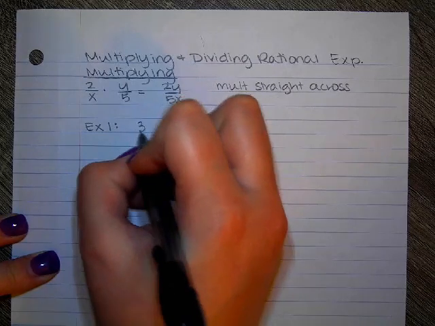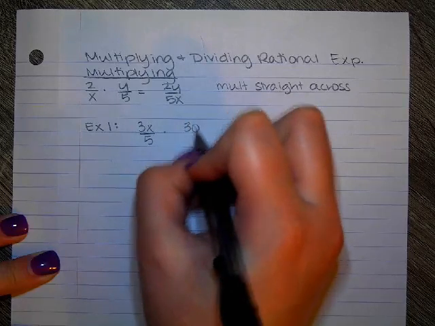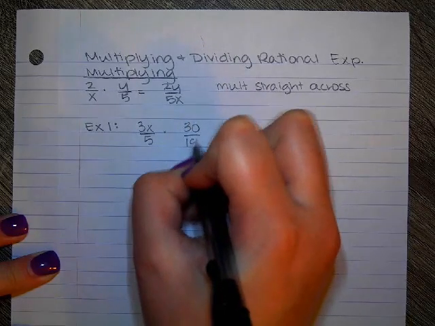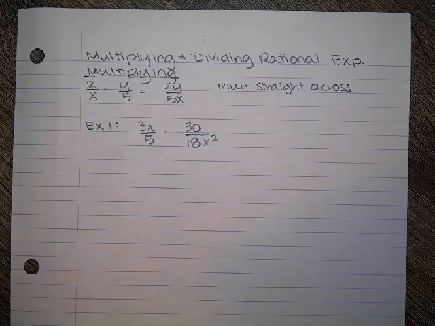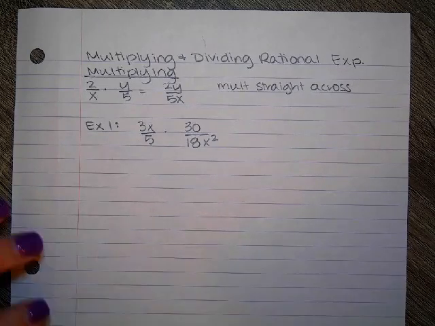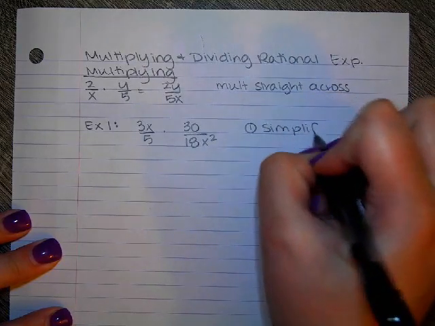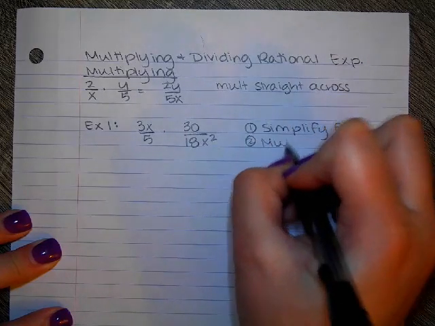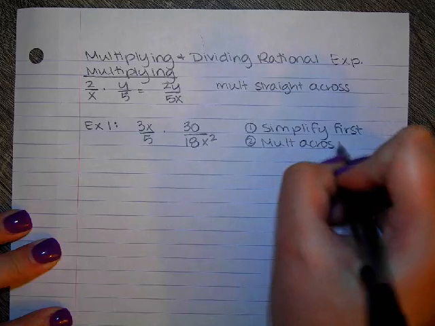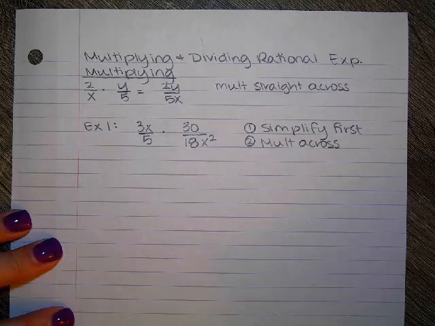We're going to say we have 3x over 5 times 30 over 18x squared. So here's what we do. We simplify first, then we multiply. Step 1, we simplify first. Step 2, multiply across.